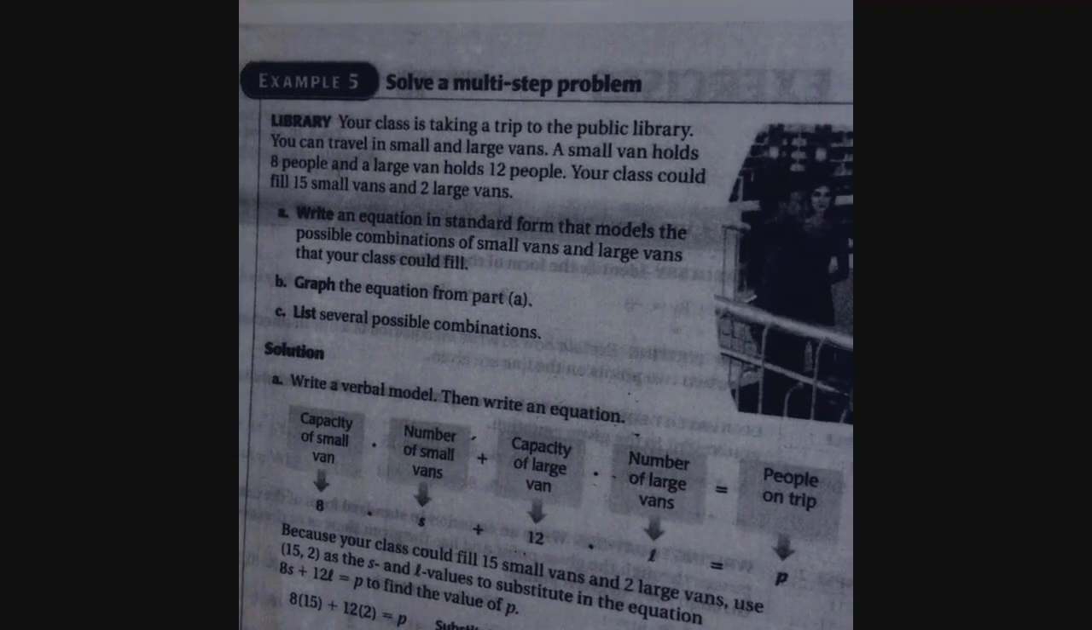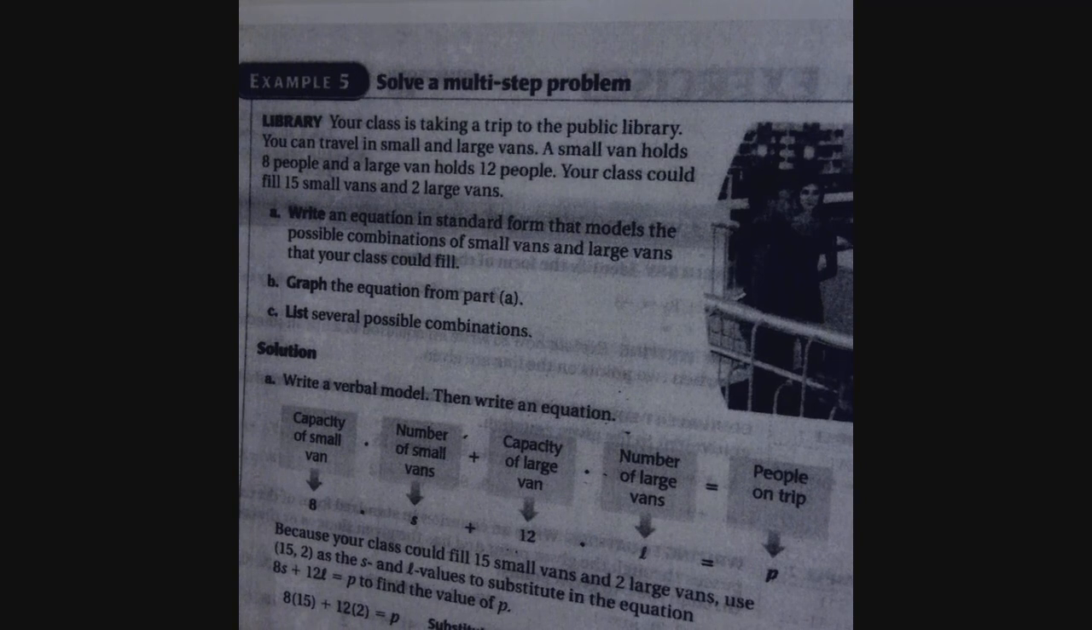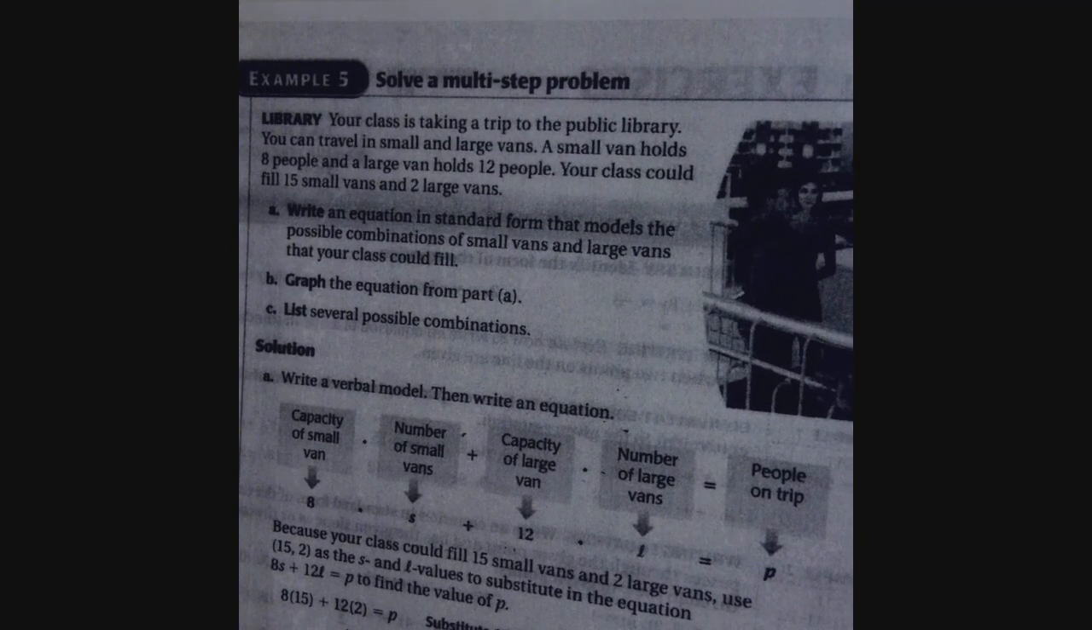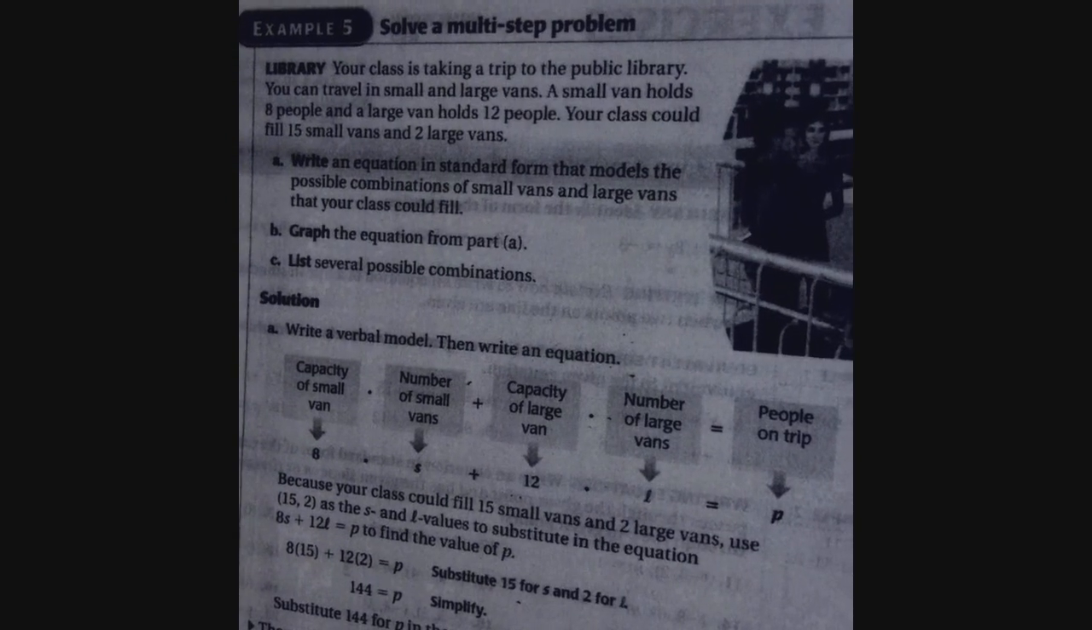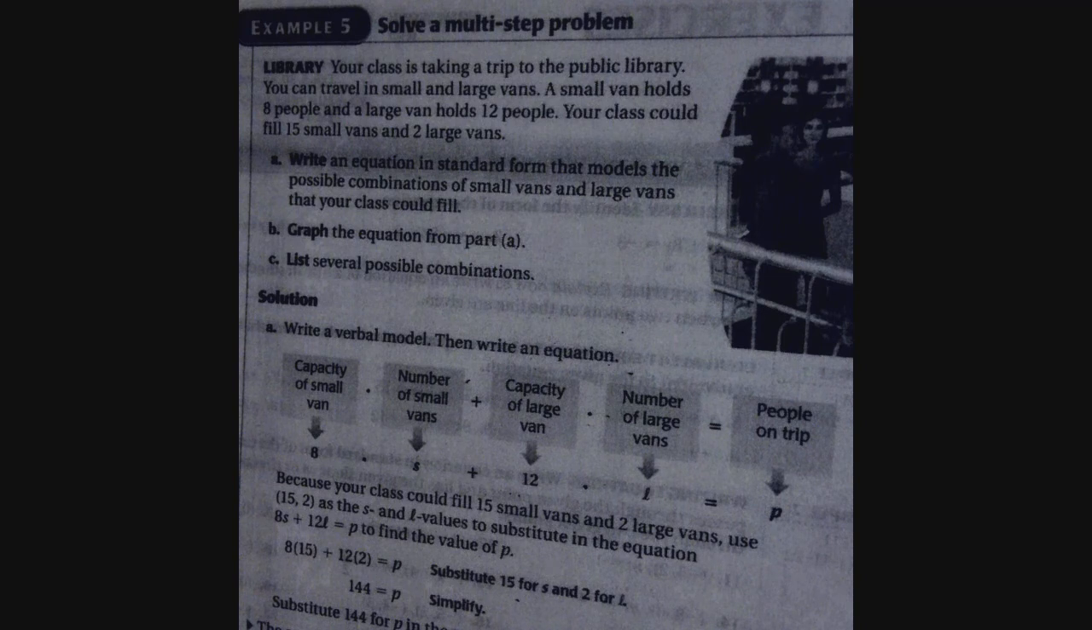Okay. Solve a multi-step problem. So your class is taking a trip to the public library. You can travel in a small and a large van. A small van holds 8 people and a large van holds 12 people. Your class could fill 15 small vans and 2 large vans. So those are the 2 variables. Remember, in every word problem, instead of being x and y, it's a large van and a small van. Okay, so the variables that they're going to use, you can see, is going to be S for small and L for large. So it's got three parts to it.